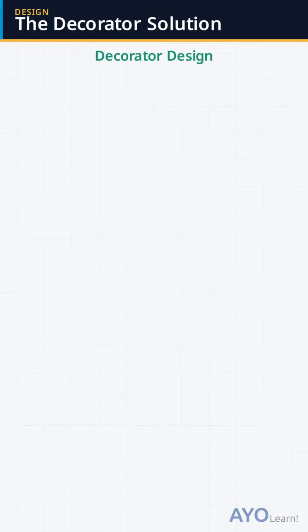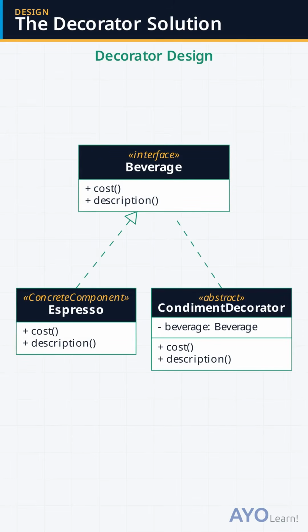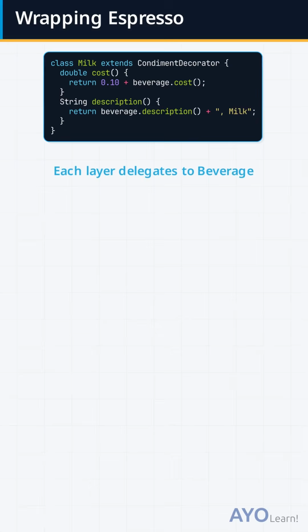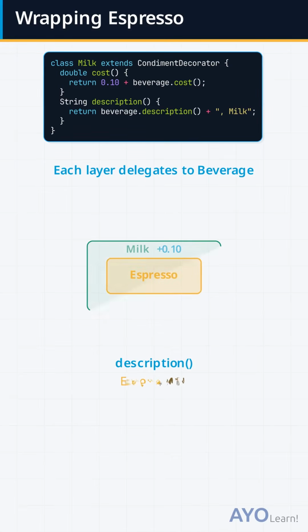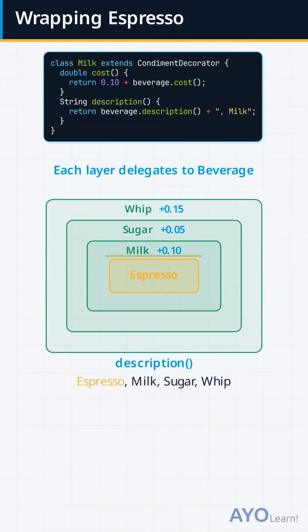Let's start with the decorator solution. We define a beverage interface with cost and description. Espresso is the base component. Then an abstract condiment decorator also implements beverage and wraps one beverage. Milk, sugar, and whip extend condiment decorator. Each adds its own charge to cost and its own word to description, then delegates to the wrapped beverage. Espresso stays inside as every layer wraps it.